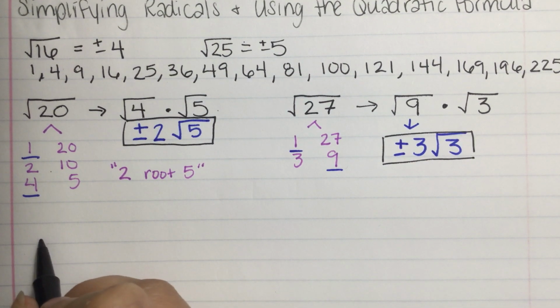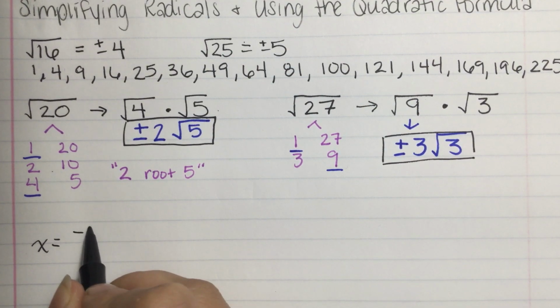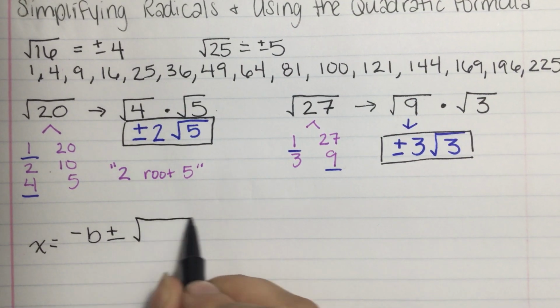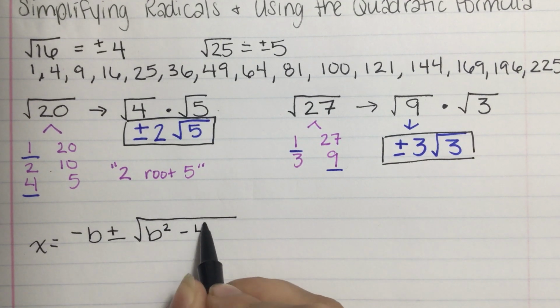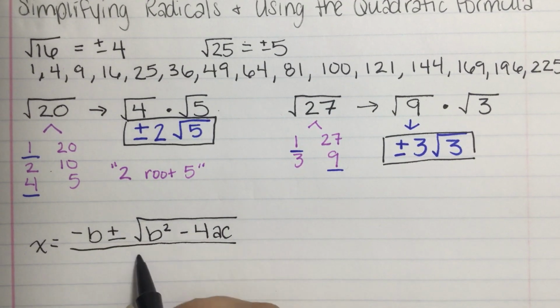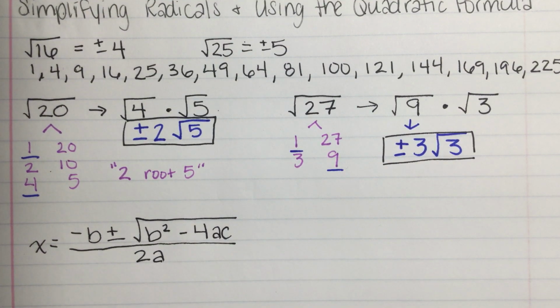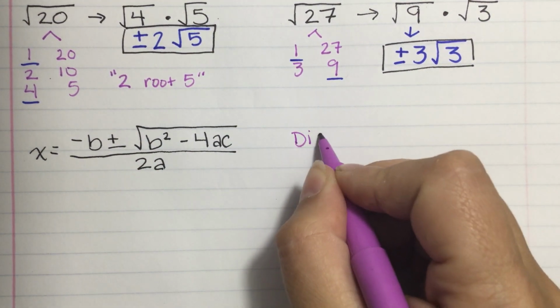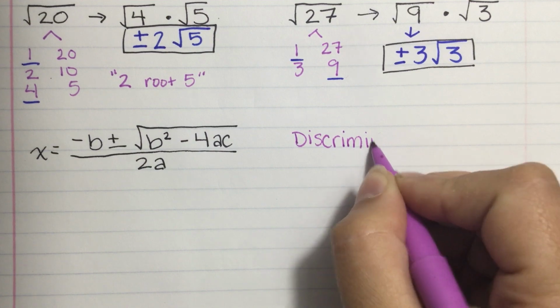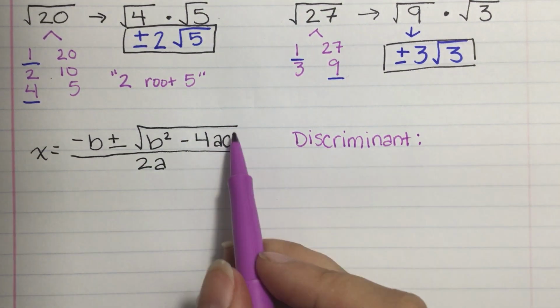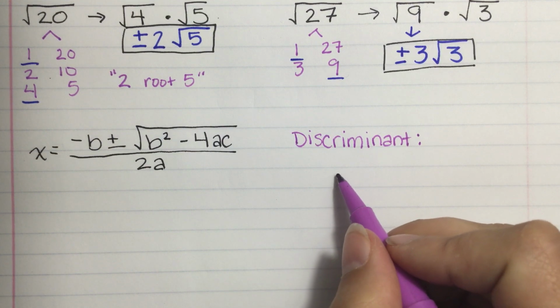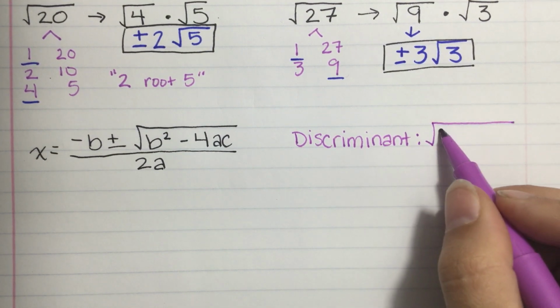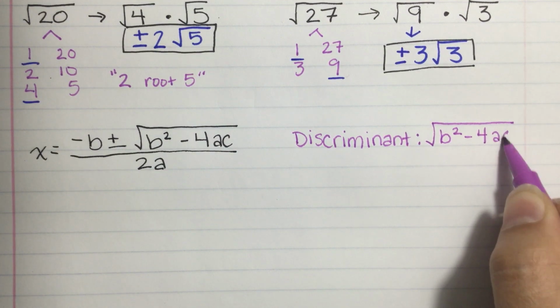So the quadratic formula is x equals negative b plus or minus the square root of b squared minus 4ac, all over 2a. Now I know that sounds really complicated, but your only job here is to plug in each value and simplify. And within that, we have something called the discriminant. And the discriminant is simply this square root thing. So the discriminant is just b squared minus 4ac.